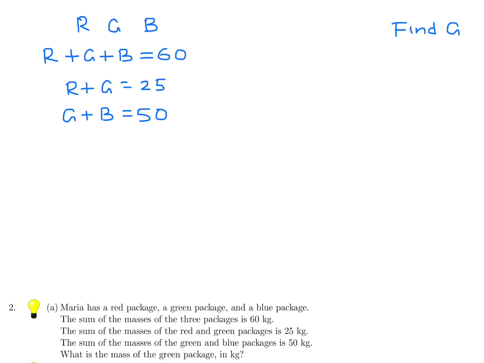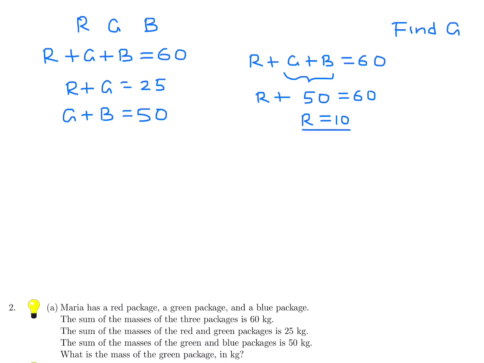Okay, so let's proceed with this. In this equation here, we can use that. And the good news is that G plus B, they've already told me is 50. So these two guys are 50. So that means R plus 50 is 60. So therefore R is equal to 10. So that's my first value.